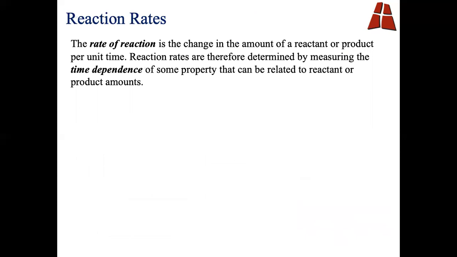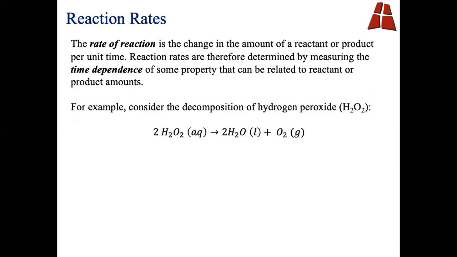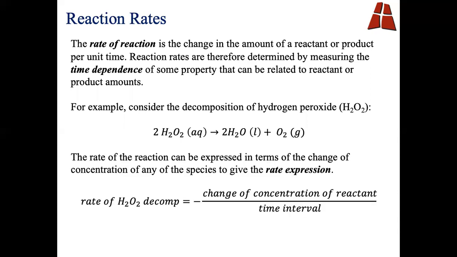Within this, we generally think of kinetics in terms of the rate of a reaction. So how quickly does our reactant turn into a product per unit of time? And so this is done by measuring the time dependence of a reaction. Giving you an example here, we have the decomposition of hydrogen peroxide, H2O2, which decomposes to 2 moles of water and 1 mole of oxygen gas.